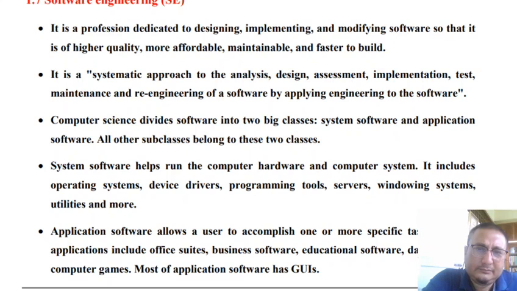Whenever you're engineering software, there has to be a mechanism for providing suitable design, a mechanism for implementation, and a mechanism for modifying the software, which exhibits very high quality. It should be more affordable, maintainable, and faster to build. These are the attributes that qualify software to be a very good software.